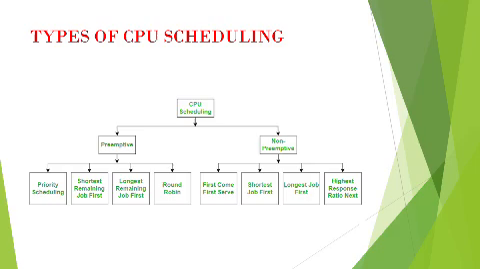So the types of CPU scheduling: preemptive and non-preemptive are the major types. Under preemptive we have four categories: priority scheduling, shortest remaining job first, longest remaining job first, and round robin. In non-preemptive we also have four categories: first come first serve, shortest job first, longest job first, and highest response ratio next. Let's see each one by one.